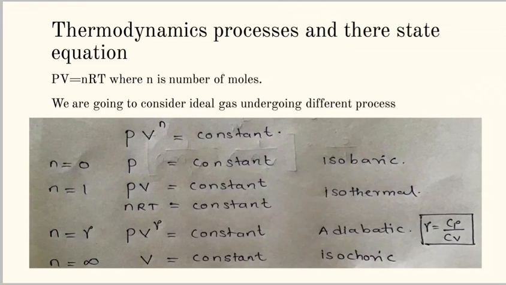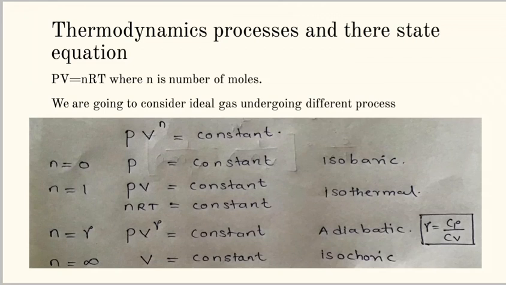Here first equation, PV raised to n is equal to constant. If you substitute n is equal to 0, V^n will be nothing but 1. Therefore P is equal to constant. This is a state equation for isobaric process. If n is equal to 1, then PV is equal to constant, which is an isothermal process, which will be a state equation for isothermal process. nRT is again isothermal process where temperature is constant.